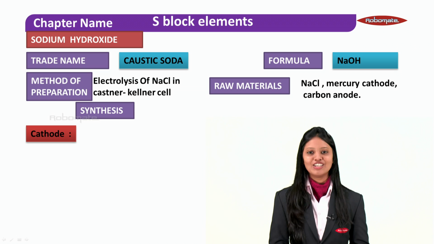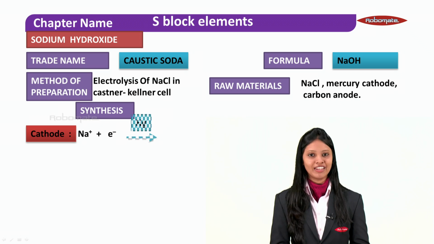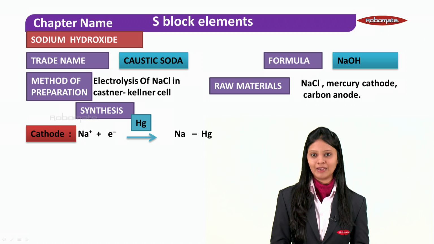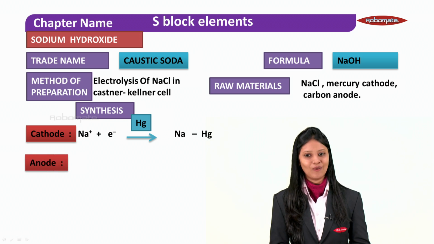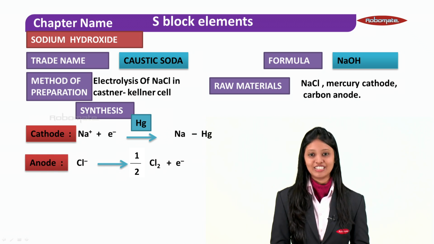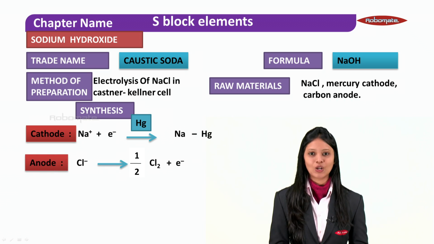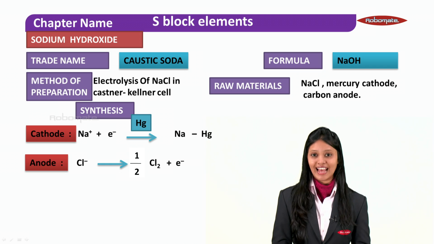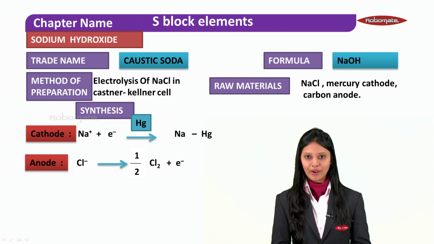At the cathode, sodium ion plus electron under the treatment of Hg, that is mercury, gives us NaHg, which is known as sodium amalgam. Whereas at the anode, Cl minus, that is chloride ion, gives us chlorine gas and electron. So remember students, at the anode chlorine gas is evolved.